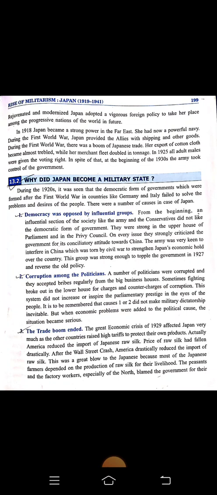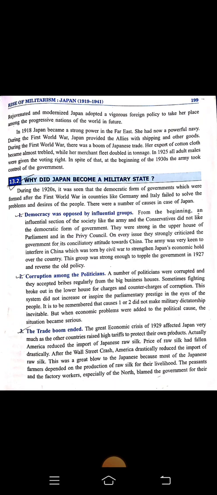During the 1920s, it was seen that the democratic form of governments which were formed after the First World War in countries like Germany and Italy failed to solve the problems and desires of the people. There were a number of causes in case of Japan. First, democracy was opposed by an influential group.